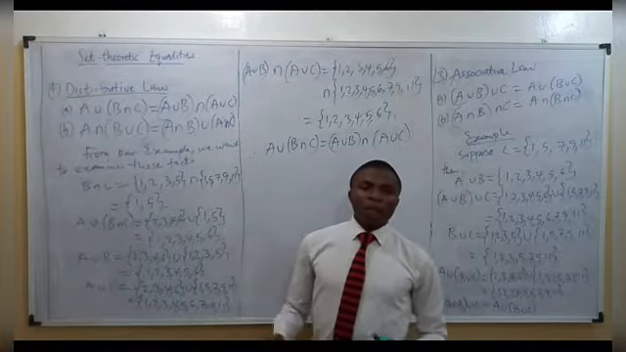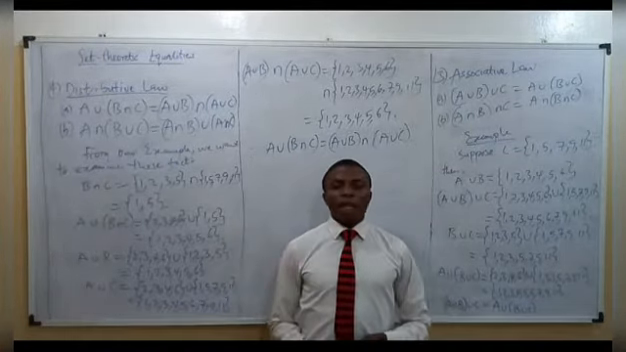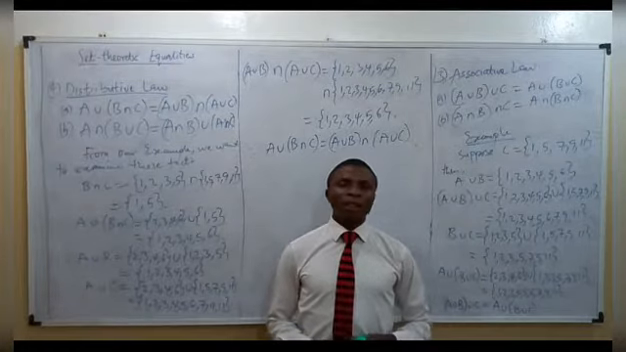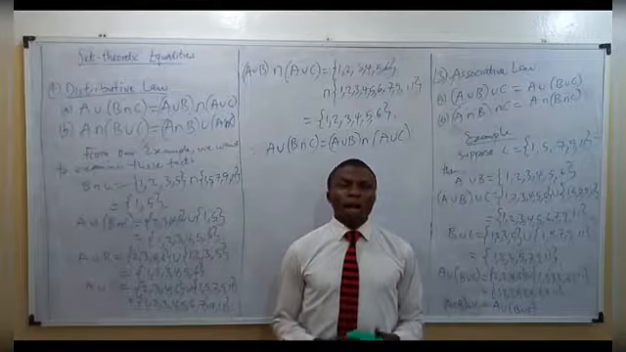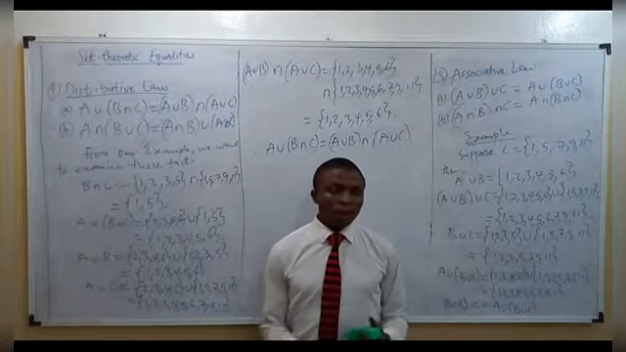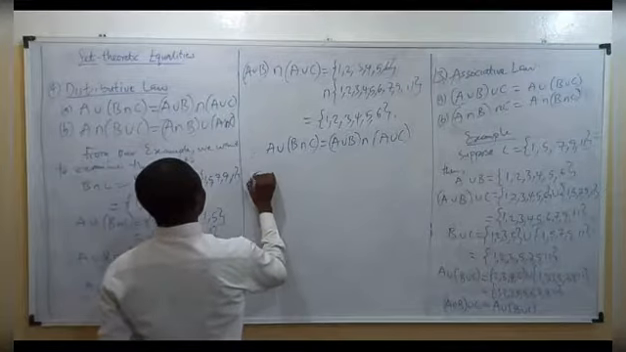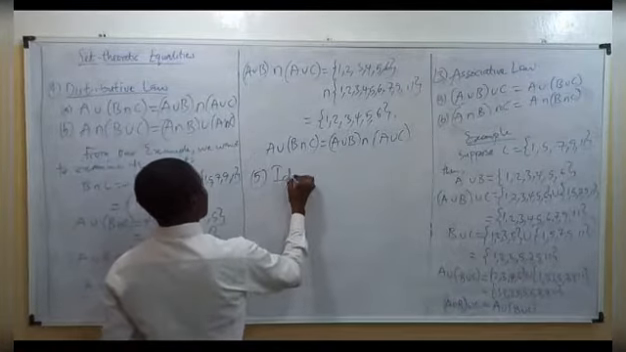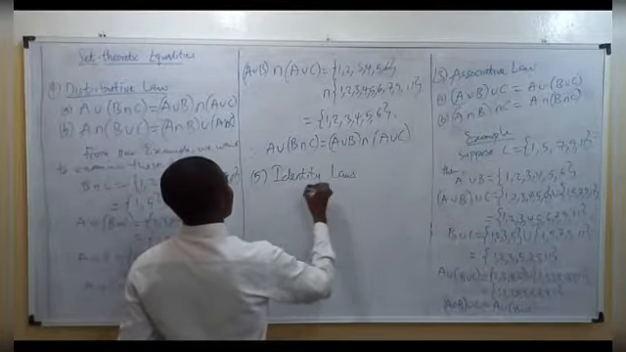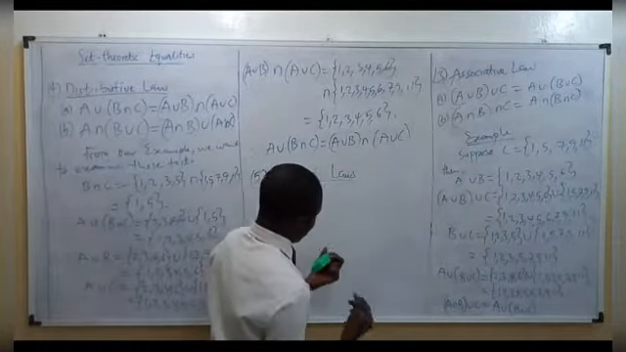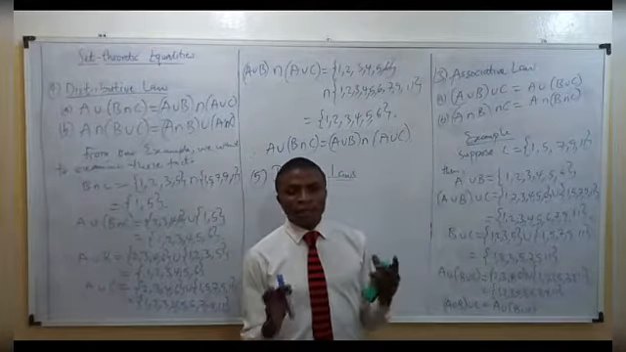So now let's go to the fifth one, and that has to do with the identity law. These are the identity laws we have. That's the fifth one. Let me just tell you the simple identity that we have.